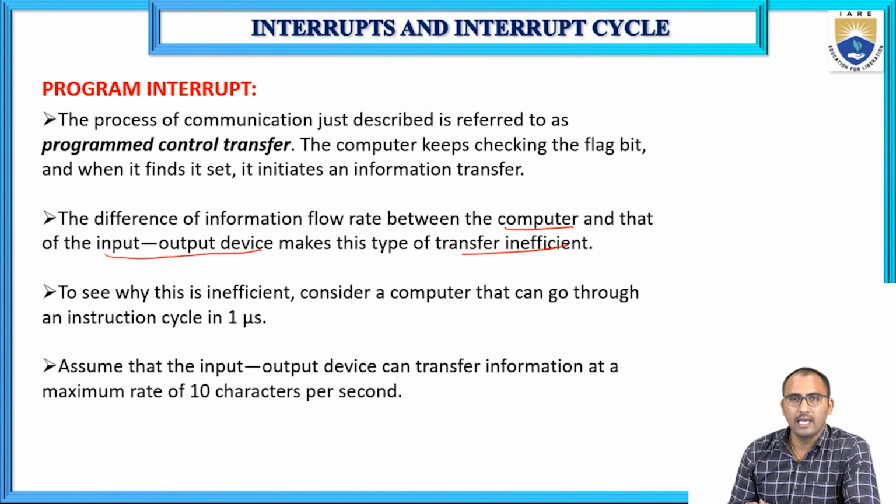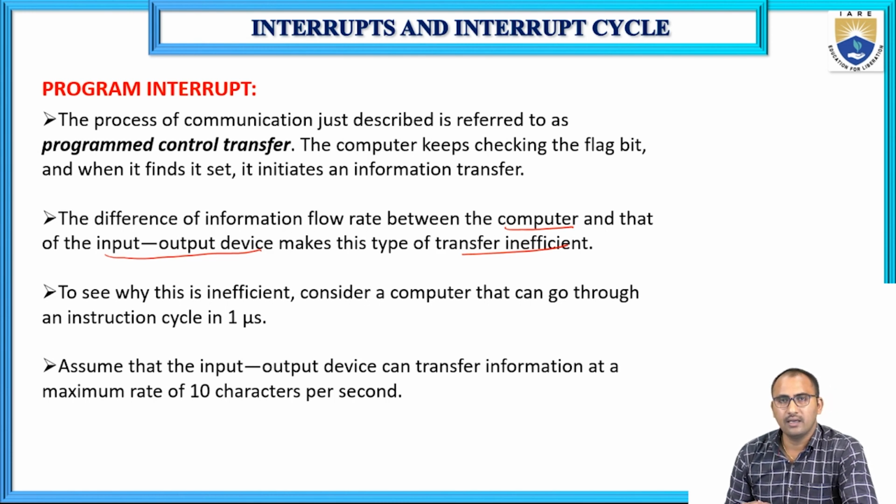The computer can process instructions at a faster rate because it can execute millions of instructions per second. So the speed of the computer is high when compared with the IO devices. IO devices can transfer data at a slower rate. That's why their data transfer rates are different, and in that case this method becomes inefficient.